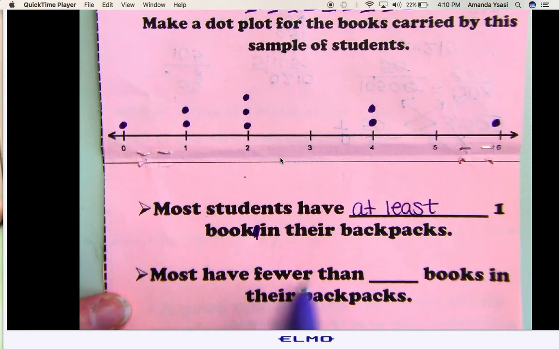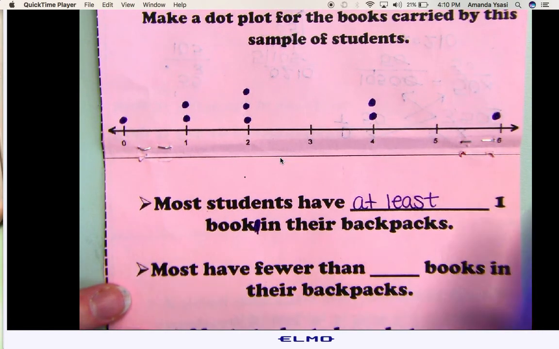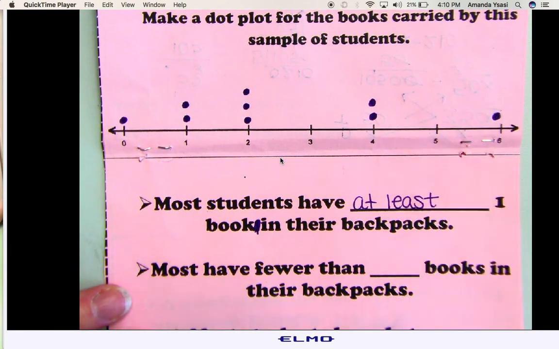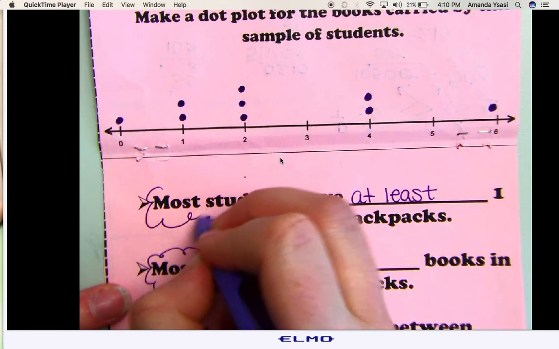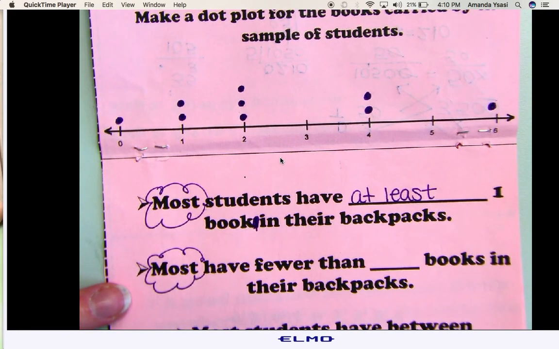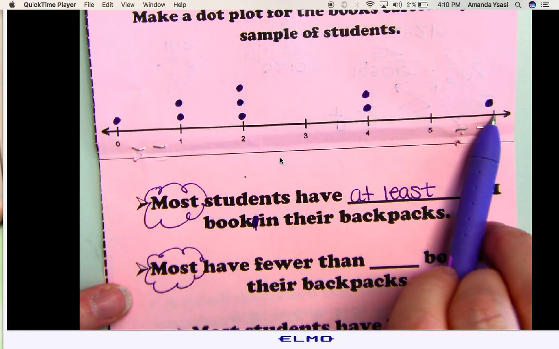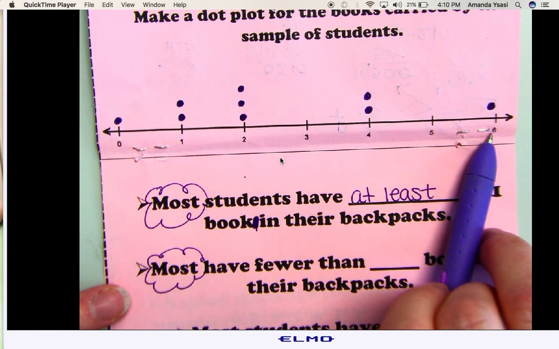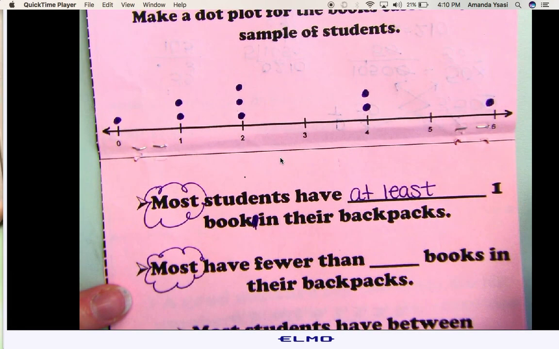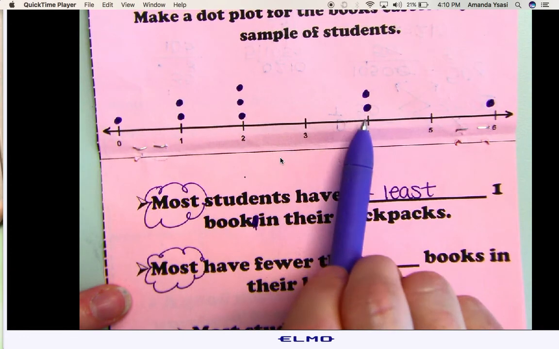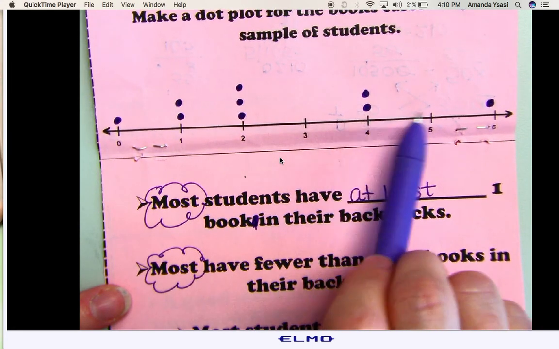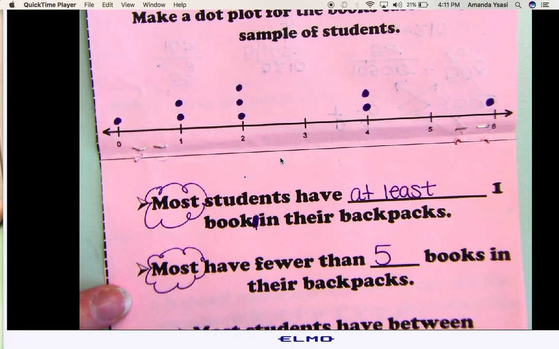Most have fewer than blank books in their backpacks. So fewer than what? Fewer than 6? But this says most. Most means majority. So each one of these say most, majority. Most have fewer than, well, all of them have fewer than 6, but where do most of them have fewer? Fewer than 5. Because it would be fewer than 4 because it includes 4. So we're saying fewer than 5 books in their backpacks.